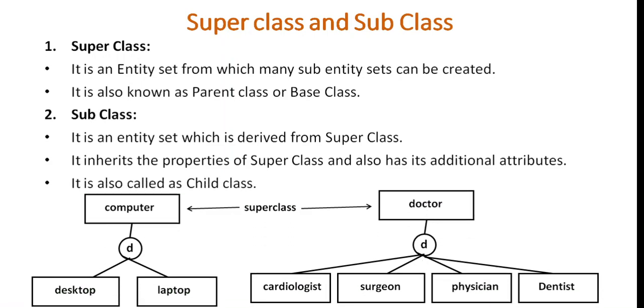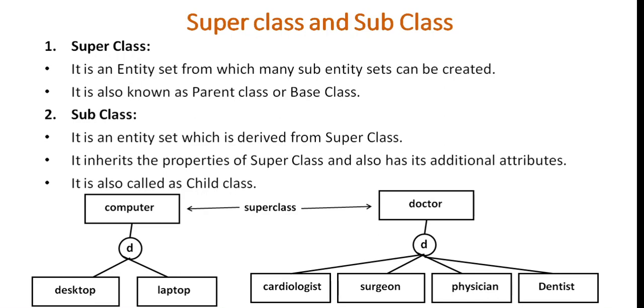Now let's see an example of superclasses and subclasses. Here we have one computer superclass. It has some attributes like the type of computer, the speed, memory, the size of the computer, color, brand, and price. These are the common attributes of any computer, and so this is a superclass.